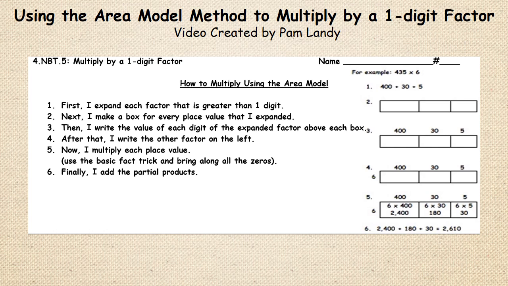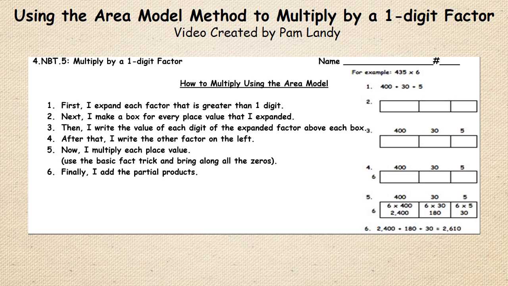Now, I would be ready to multiply each place value, and I would use my basic fact trick when I could. So first, I would multiply 6 times 400. I would use my basic fact trick, 6 times 4 equals 24, and then I would bring along the 2 zeros. So it would equal 2,400. Make sure to put in your comma when you're solving it on your own.